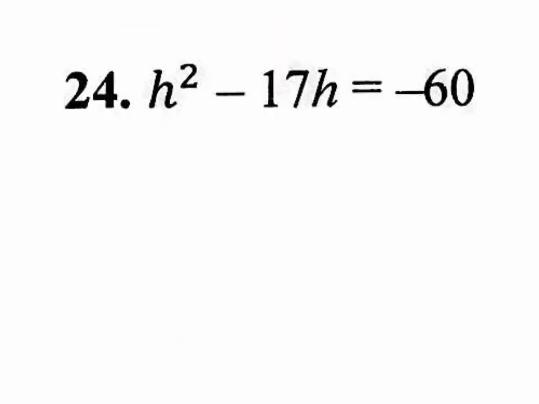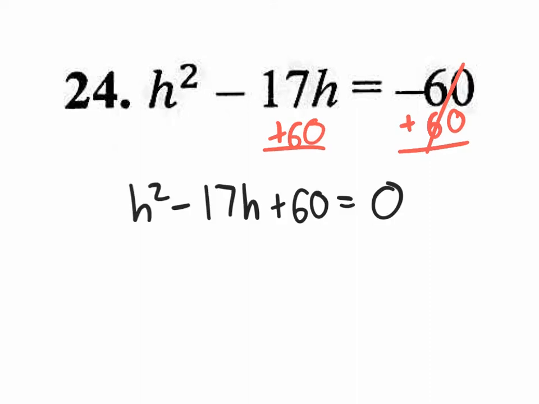Number 24, you can't factor yet. The whole purpose of factoring is to be able to get something times something equals 0. And right here, it's not equal to 0. So let's first get rid of that negative 60 by adding 60 and adding 60. So my new quadratic trinomial equation that's set equal to 0 will be h squared minus 17h plus 60 equals 0.